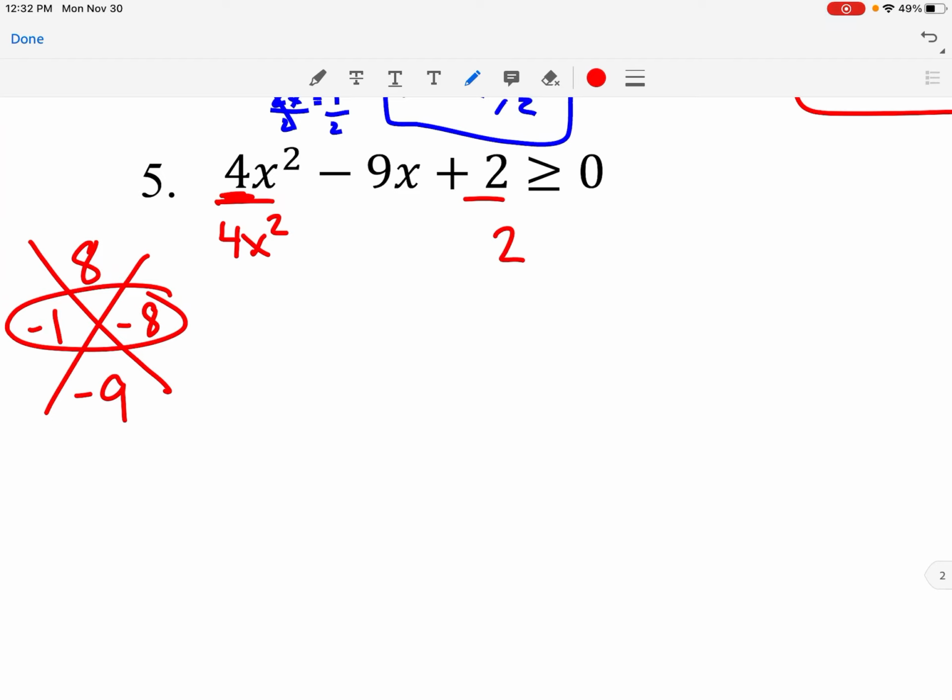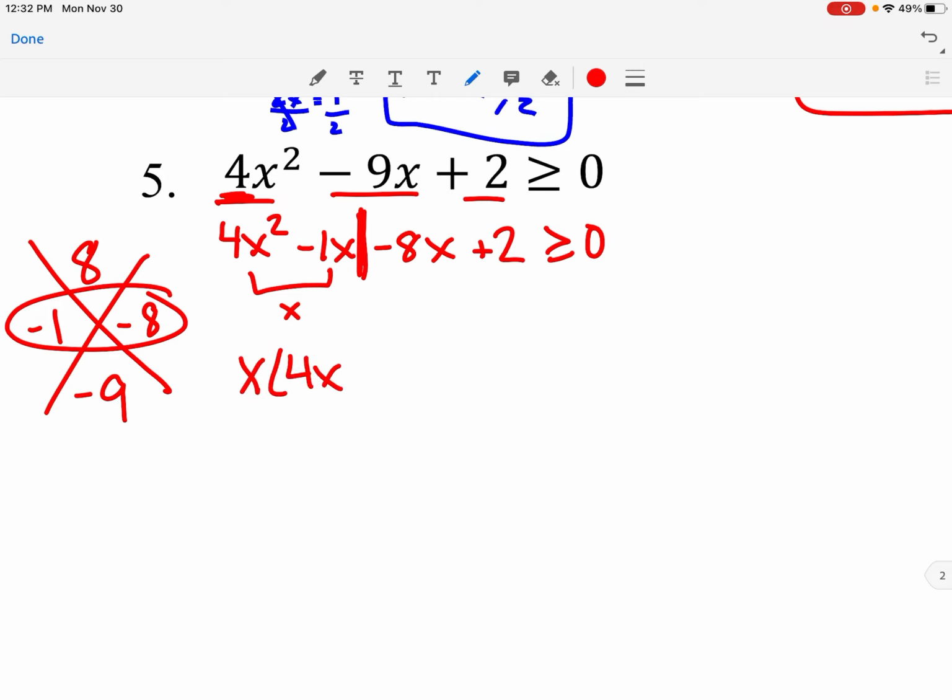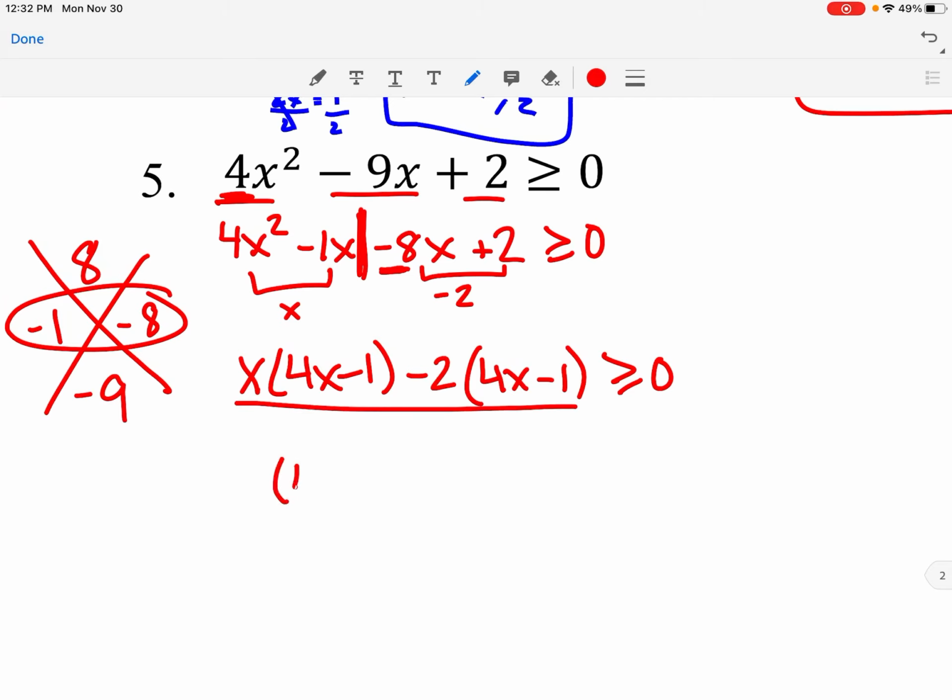So the 4x squared and the plus 2 stay the same. This middle term, though, gets split up with my two magic numbers, -1x, -8x. And now I'm ready to factor by grouping. So GCF over here is x. GCF over here is -2. And I'm doing a negative because this is negative. And I want to end up with a positive 4x, so it'll be the same as the other side. And now my GCF of the whole thing is 4x minus 1, and I'm left with x minus 2.